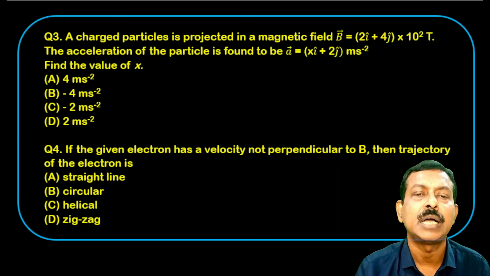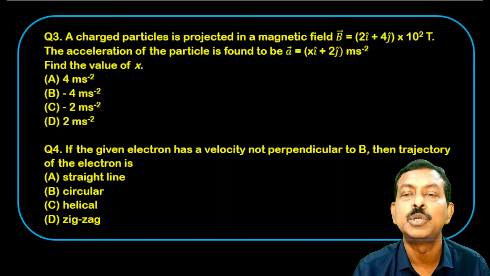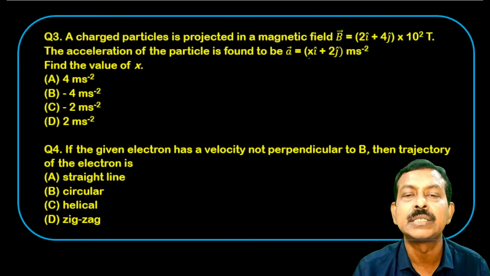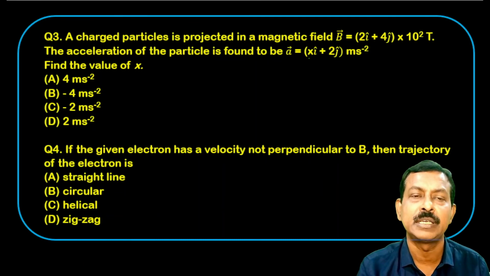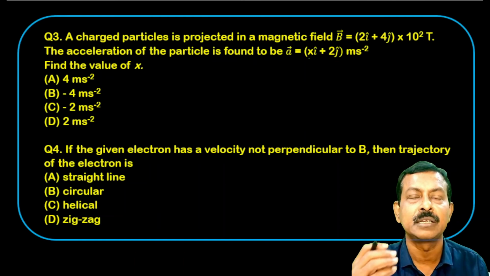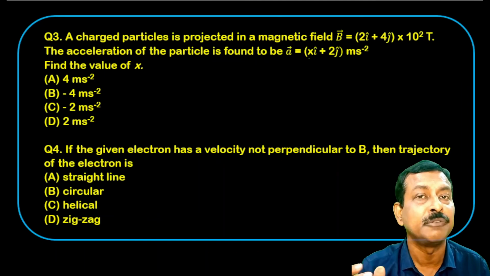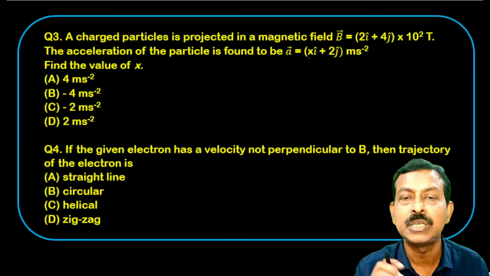Third question. A charged particle is projected in a magnetic field B equals 2i plus 4j into 10 to the power 2 Tesla. The acceleration of the particle is found to be xi plus 2j meter per second square. Find the value of x. Now here, this is a bit tricky, because if you try to find the expression of the acceleration by taking force divided by mass, for the force you do not know the expression for the velocity. So here one thing is obvious.